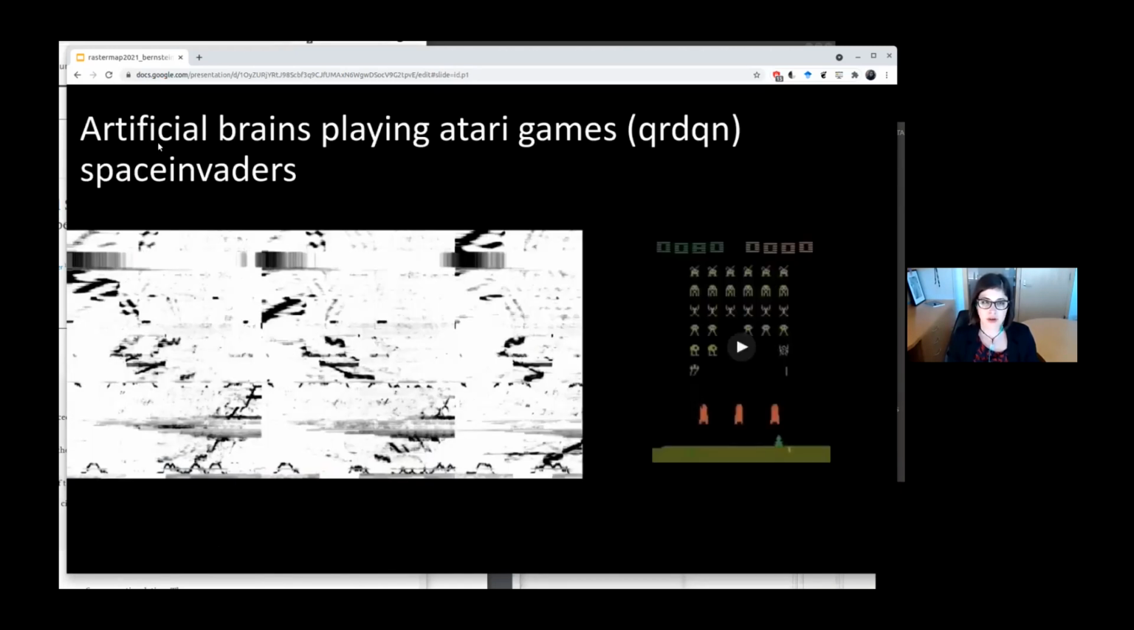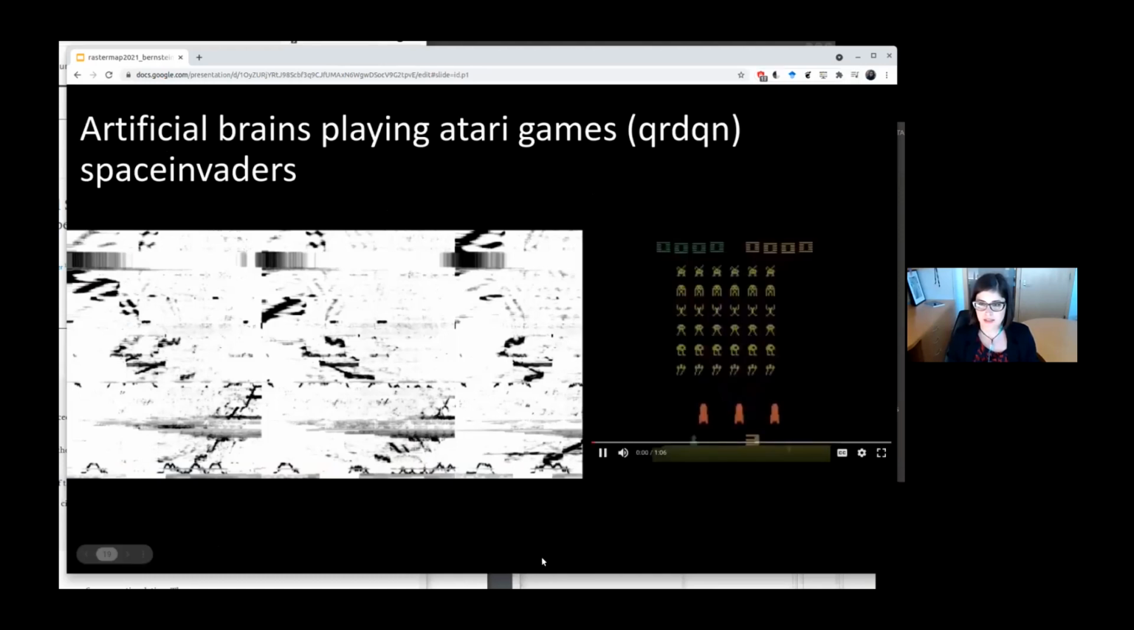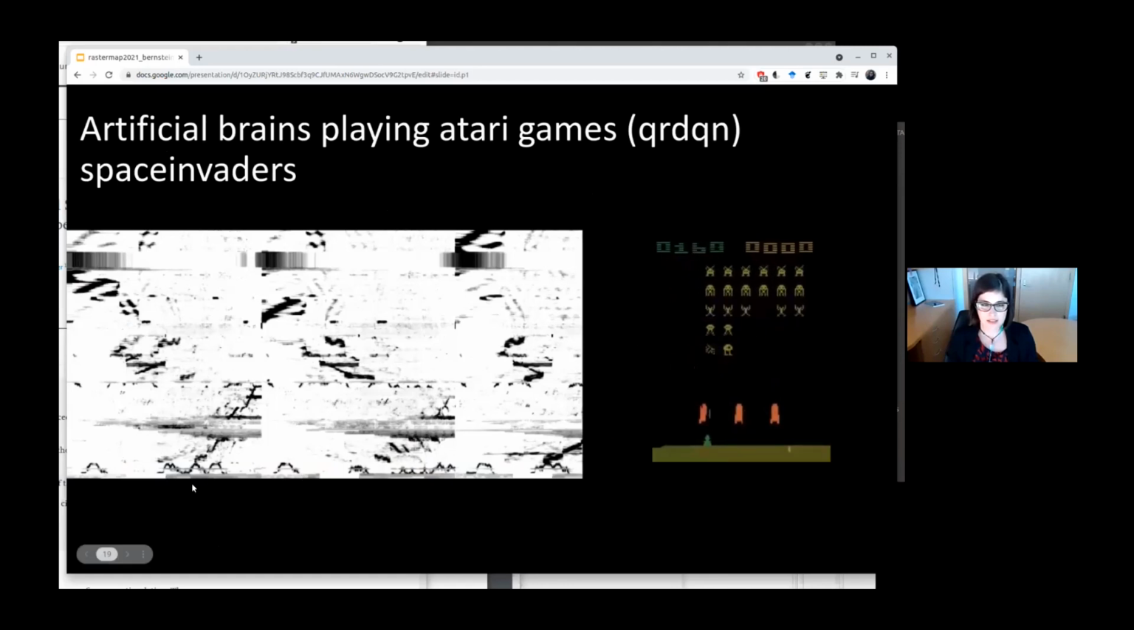Another thing is you can run a model like this, or an embedding algorithm like this, on activations from artificial neural networks. So here's a QR-DQN that's playing Space Invaders. It has a value network and also a convolutional neural network that's processing the environment. And here, it's playing the game, and this is what the activity looks like during the game.